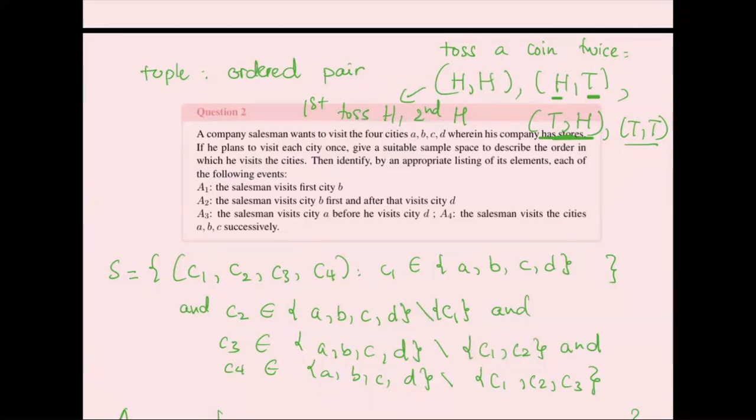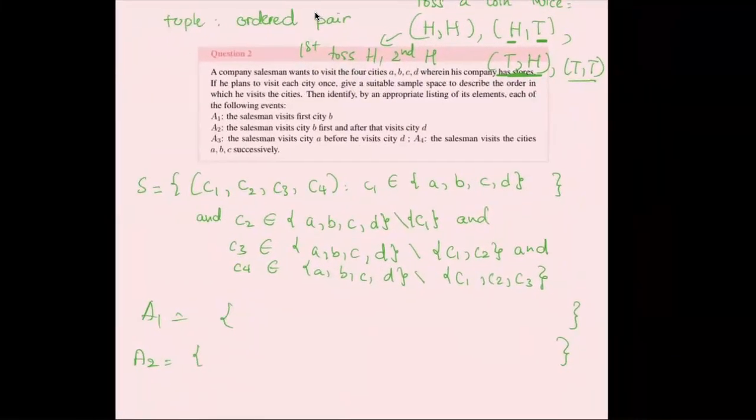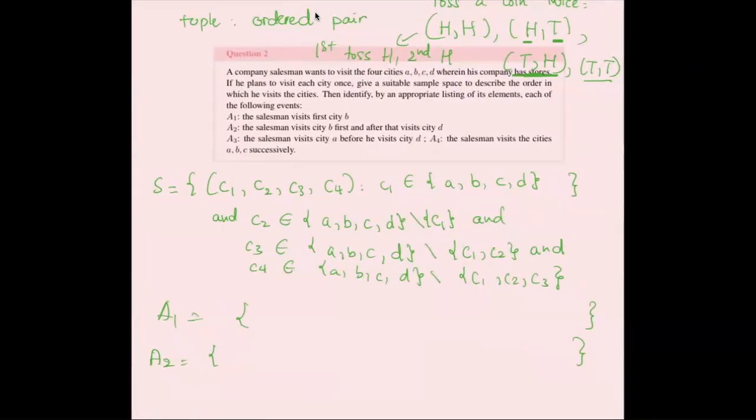Does this make sense? Can someone confirm whether you are lost, or whether it makes sense? Okay, thank you. Next, I want to write the set A1 such that the salesman visits CD B first. So how would my set look?